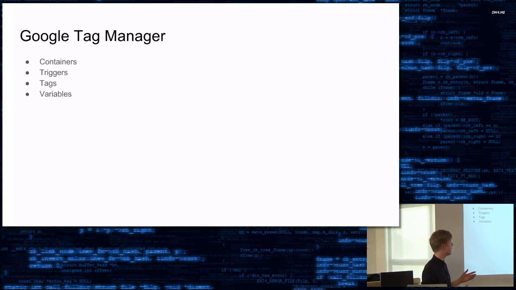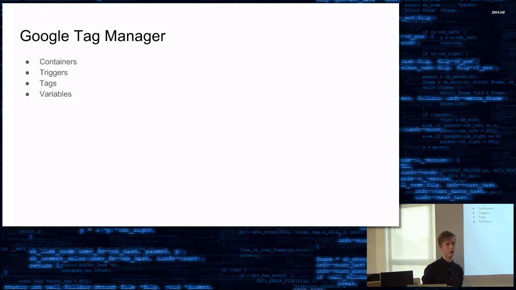So, Tag Manager is basically 4 concepts. It's containers, triggers, tags, and variables. So containers are basically the same thing as properties in Google Analytics. It's just a way of identifying that this site is this tracking code. Triggers are when something happens. So for example, the history changes, the user clicks a button, something that happens.